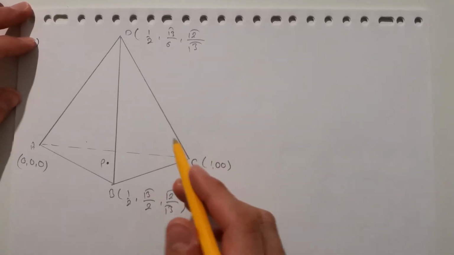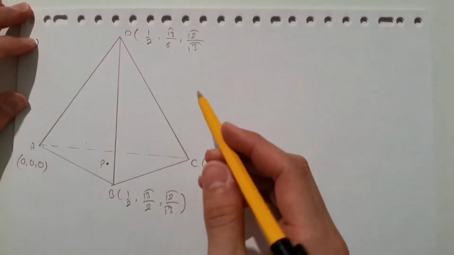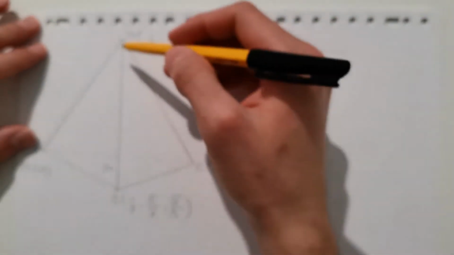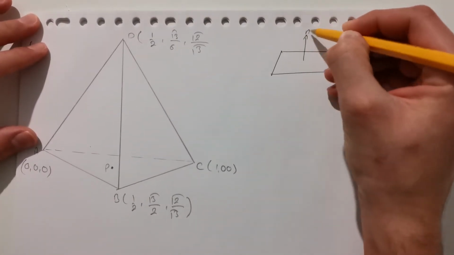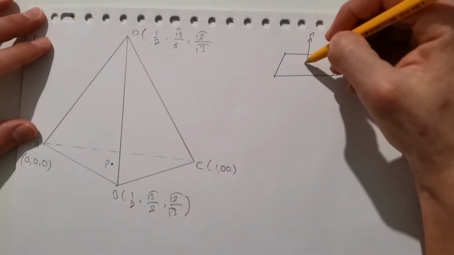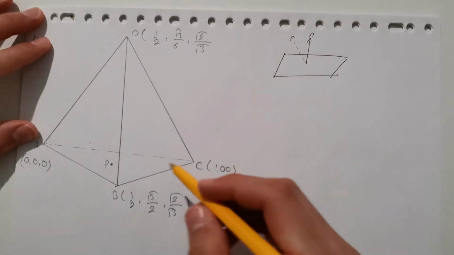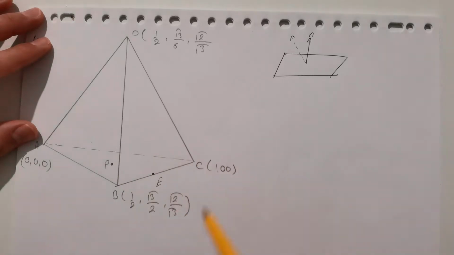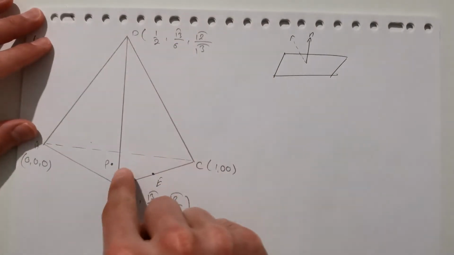For part 2, we need to find the angle between adjacent faces. To do this, I'm going to consider two faces, DBC and ABC. I'm going to treat ABC as a plane, and I know the normal of the plane ABC, which is dP. I'm going to work out DE, such that E is the midpoint of BC, and work out the angle DE makes with the plane ABC.